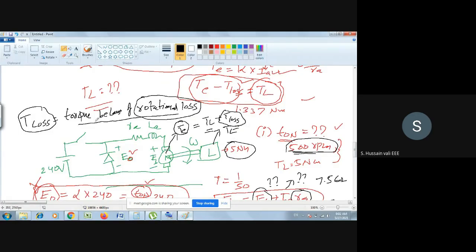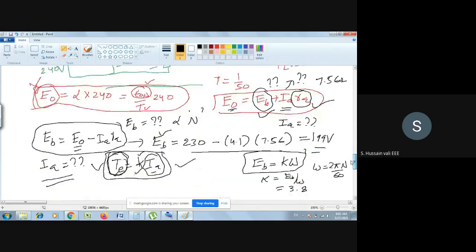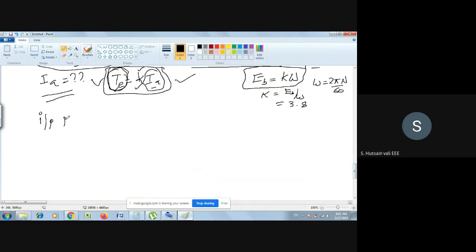What is T loss? T loss is nothing but torque because of the rotational loss. So we will find out the rotational loss, power first. How to find out rotational loss? We have another equation: input power is equal to output power plus losses.